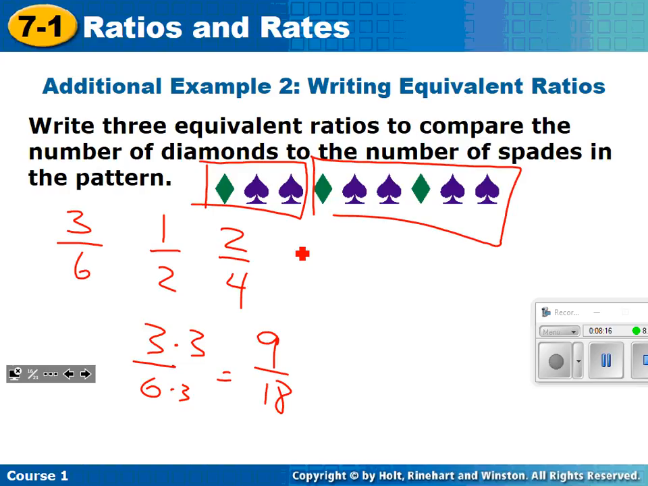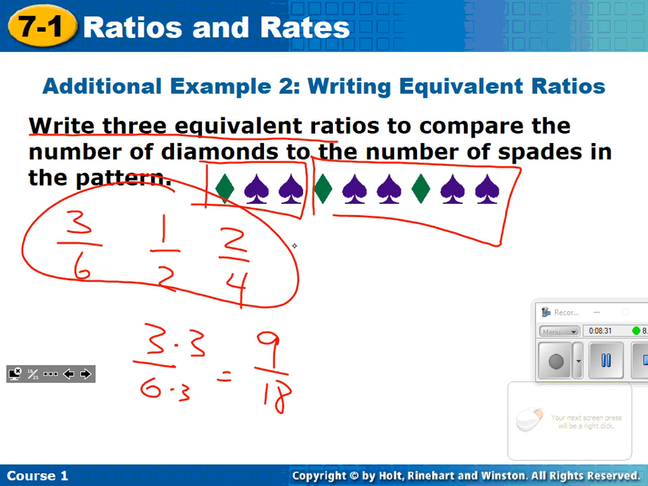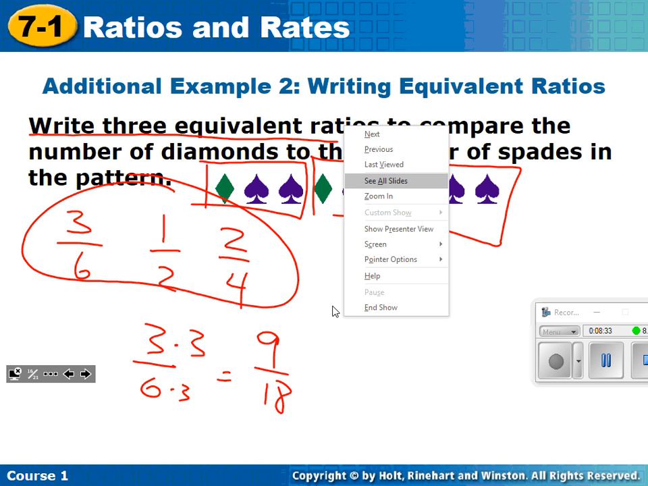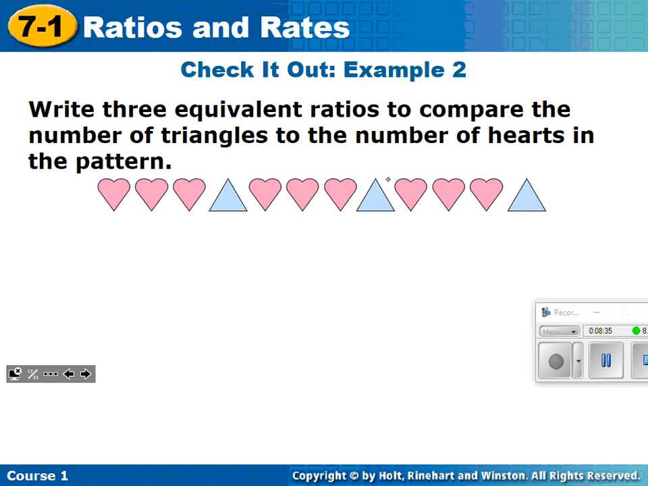Elijah. The question just says we need to write 3 equivalent ratios, and that's what we did. Okay? So we need 3 equivalent ratios.